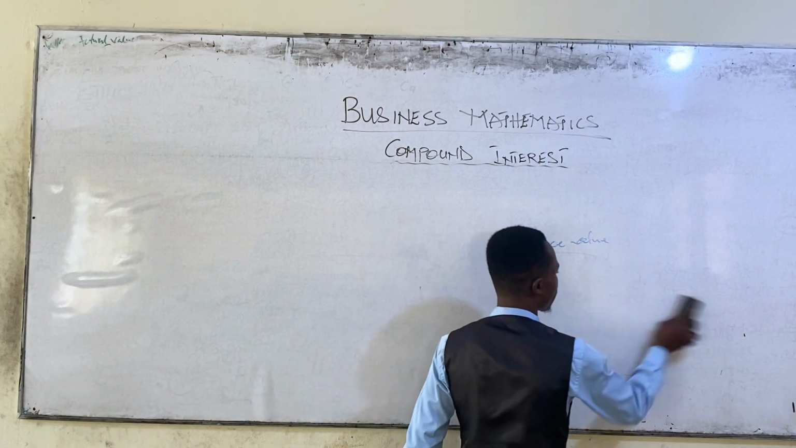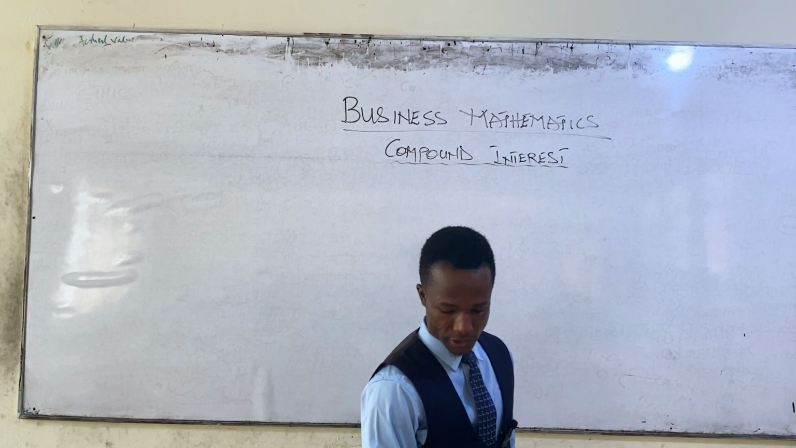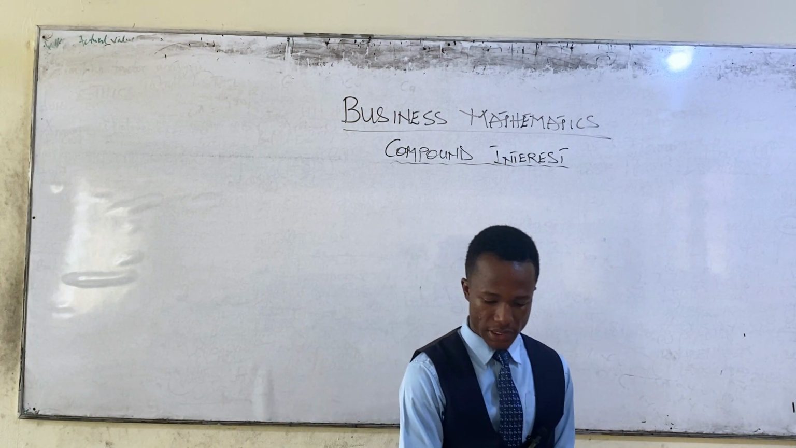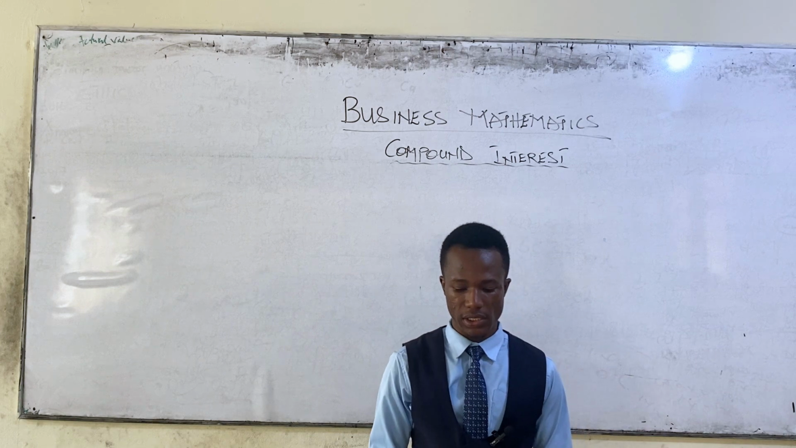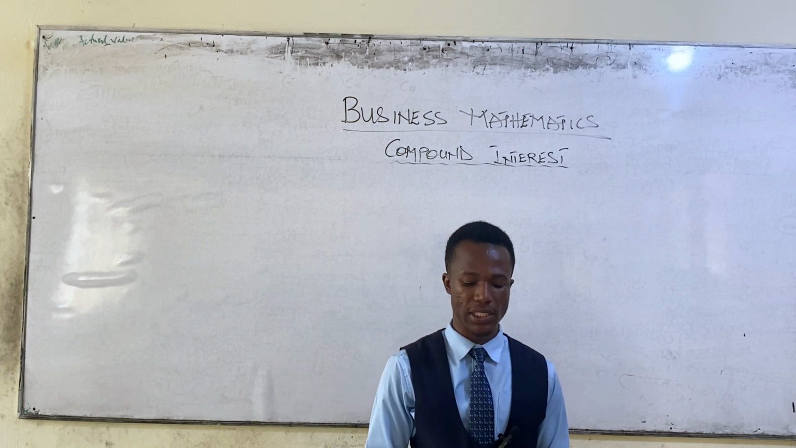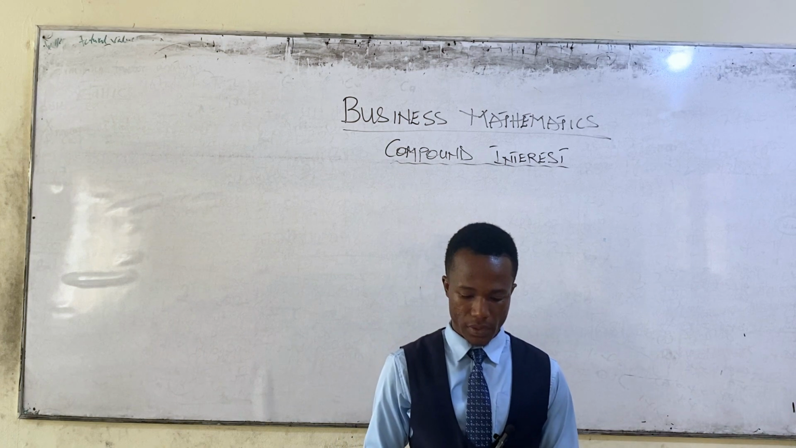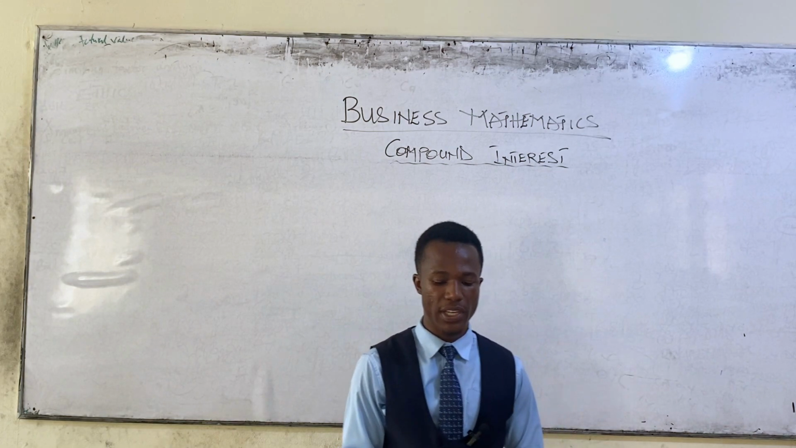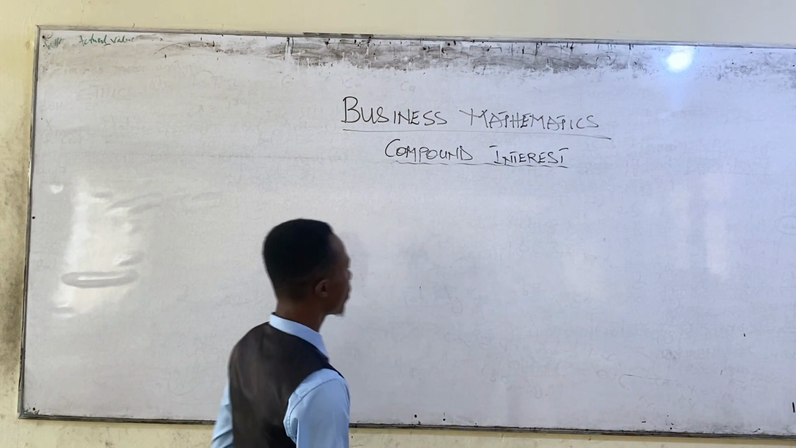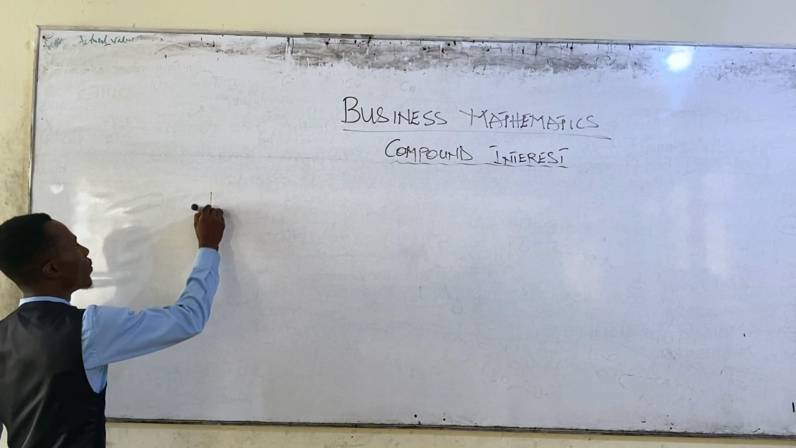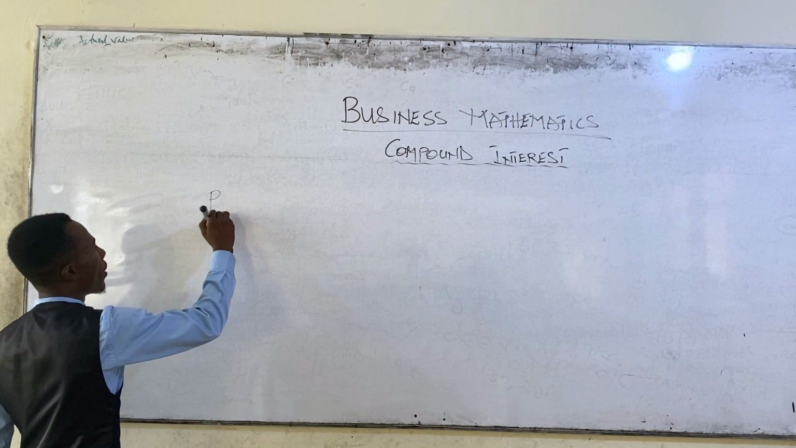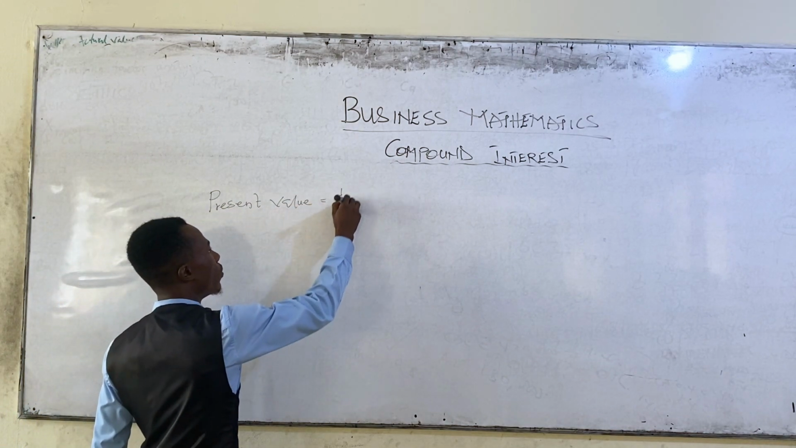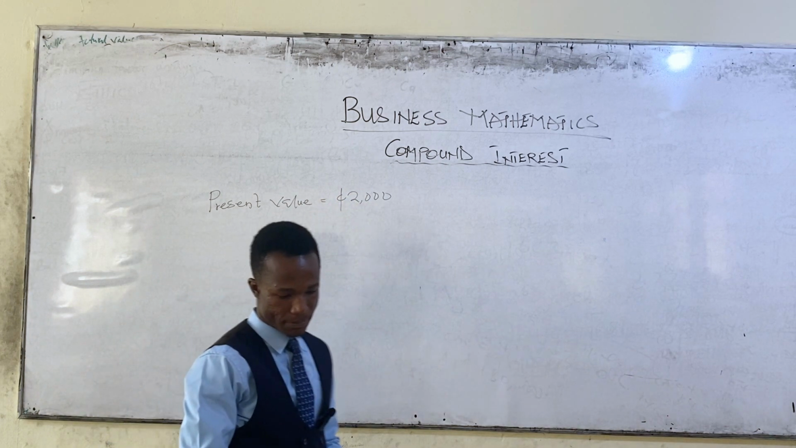So let's look at how to solve some questions under compound interest. For the first question, it says Robert invests 2,000 Ghana cedis for 2 years in an account that pays 6% interest compounded annually. Compute the total compound interest and future value of the investment. So Robert invests 2,000 Ghana cedis. The 2,000 Ghana cedis becomes our present value or the principal.